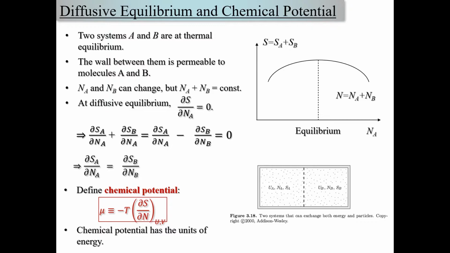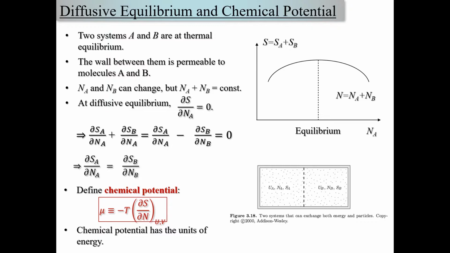The entropy of A is taken with respect to Na, and the derivative of the entropy B is taken with respect to Nb. Again, we get to a situation where these two derivatives must be equal to one another, which tells us that when A loses a particle, it loses the same amount of entropy that B gains when B gains that same particle, as they trade particles back and forth.